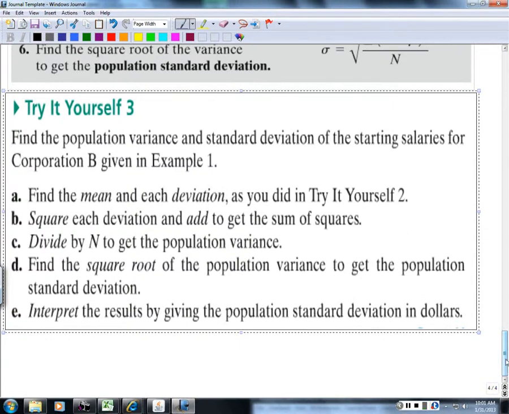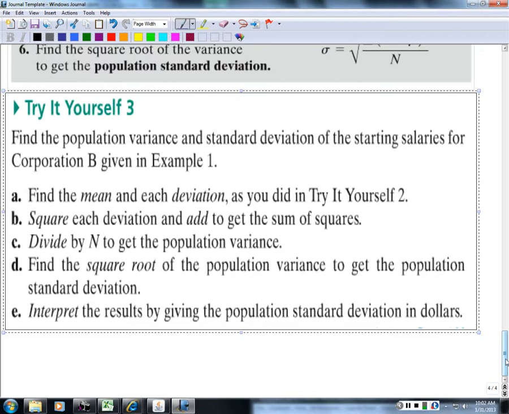Okay, try it yourself. Number 3. You want to find the population variance and the standard deviation of the starting salaries for Corporation B, given Example 1. They tell you what to do: find the mean and each deviation, square each deviation and add to get the sum of the squares, divide by n to get the population variance, and find the square root of the variance to get the standard deviation. Then it says interpret the results by giving the population standard deviation in dollars.